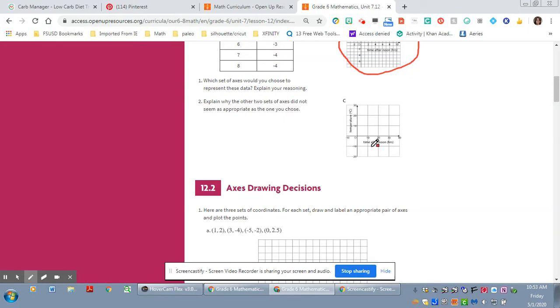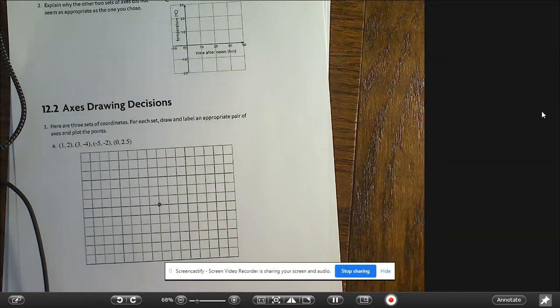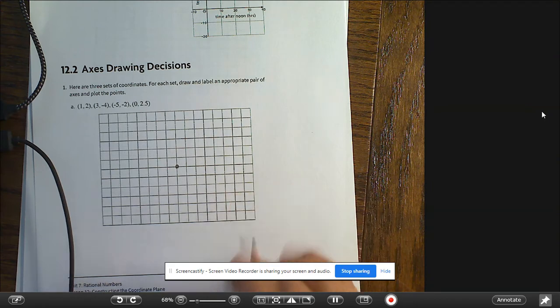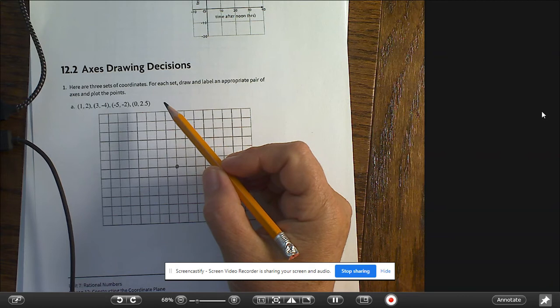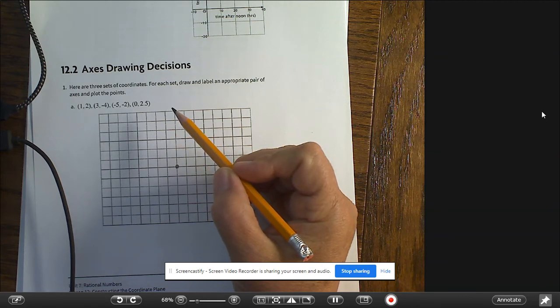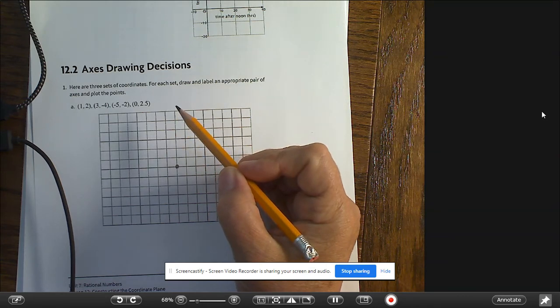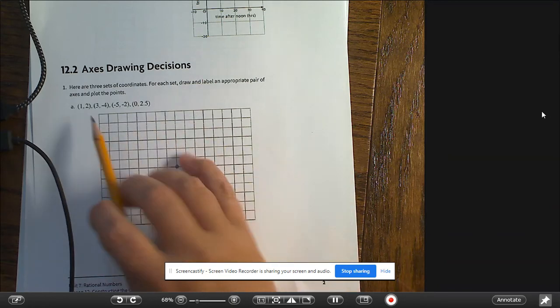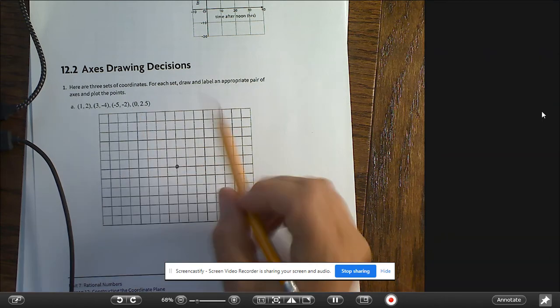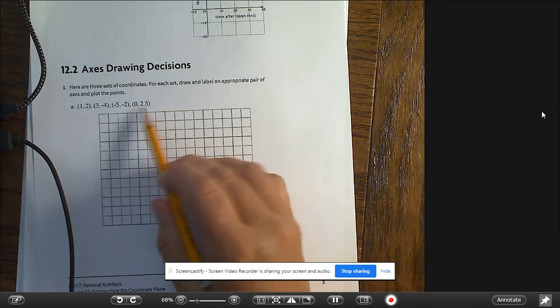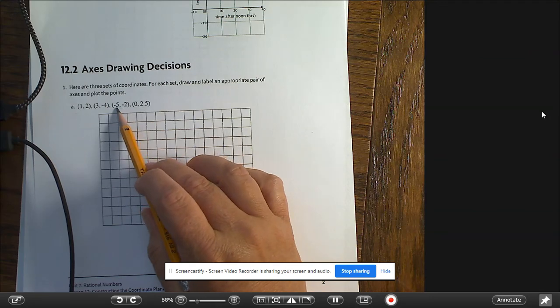Okay, so let's move on to 12.2, and I'm actually going to show my page on this one because I want to draw. This lesson is about drawing the coordinate plane. So it says, here are 3 sets of coordinates. For each set, draw and label an appropriate pair of axes and plot the points. So my numbers are going from, I have a 0, that's the origin here, up to 2.5, and then down to -5.